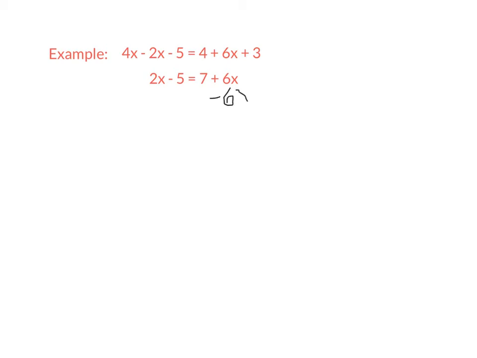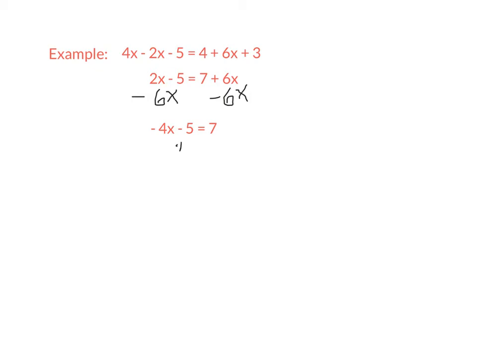So if we subtract 6x from the right, we're going to subtract 6x from the left, and that's going to result in minus 4x minus 5 equals 7. Well, now we want to get the 5 over on the right and get it away from the left side, so I want to add 5 to the left and add 5 to the right.